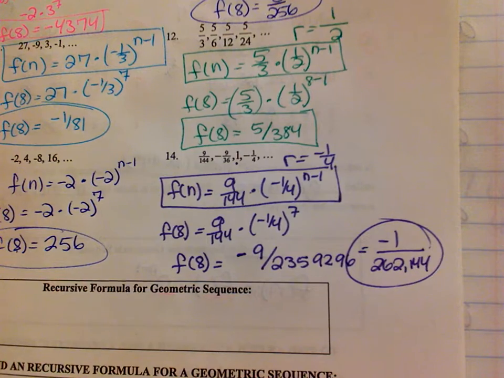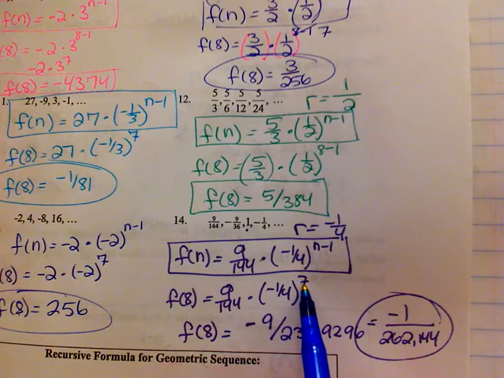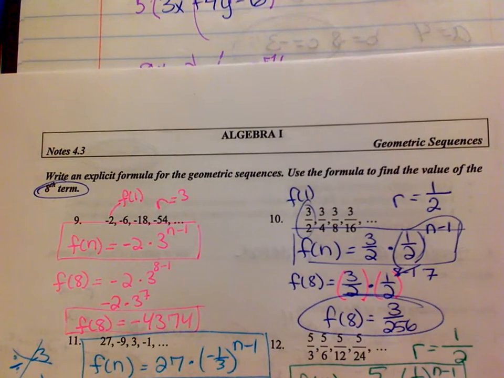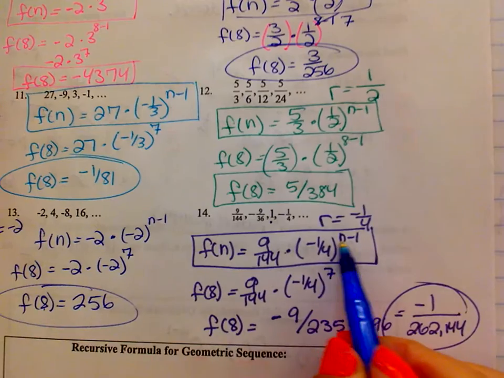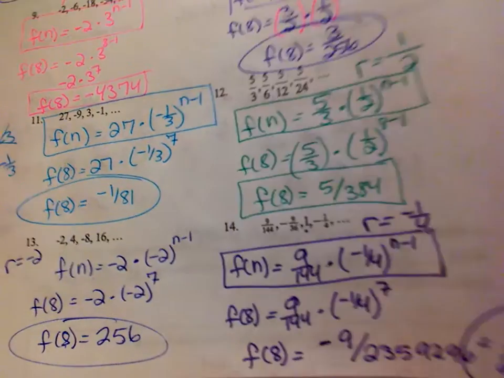Okay, so again, we kept plugging in 8, and we did 8 minus 1 is 7, because they specifically asked us for the 8th term. If they ask you for like the 20th term, 20 minus 1, you have to use 19 here. I think you've got that.